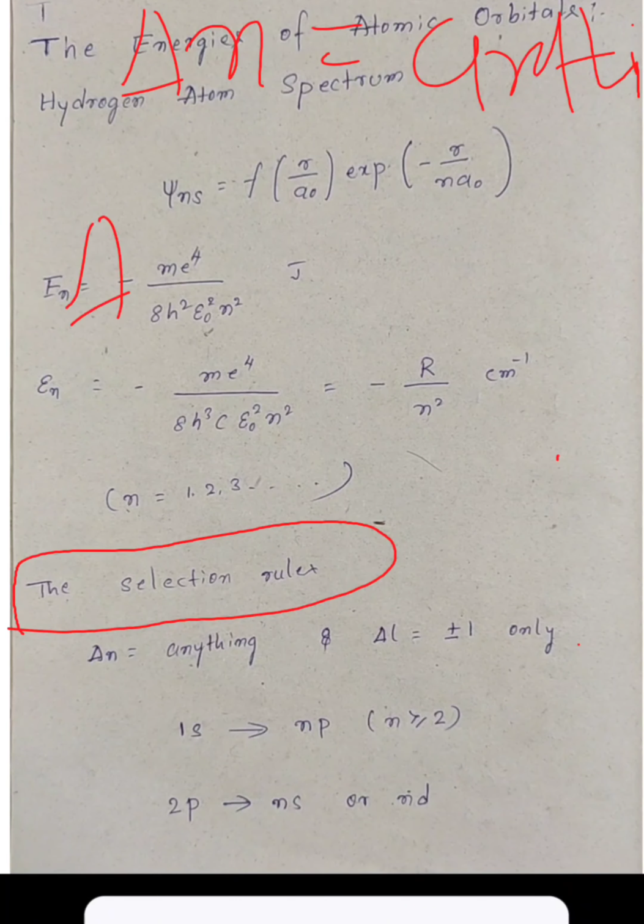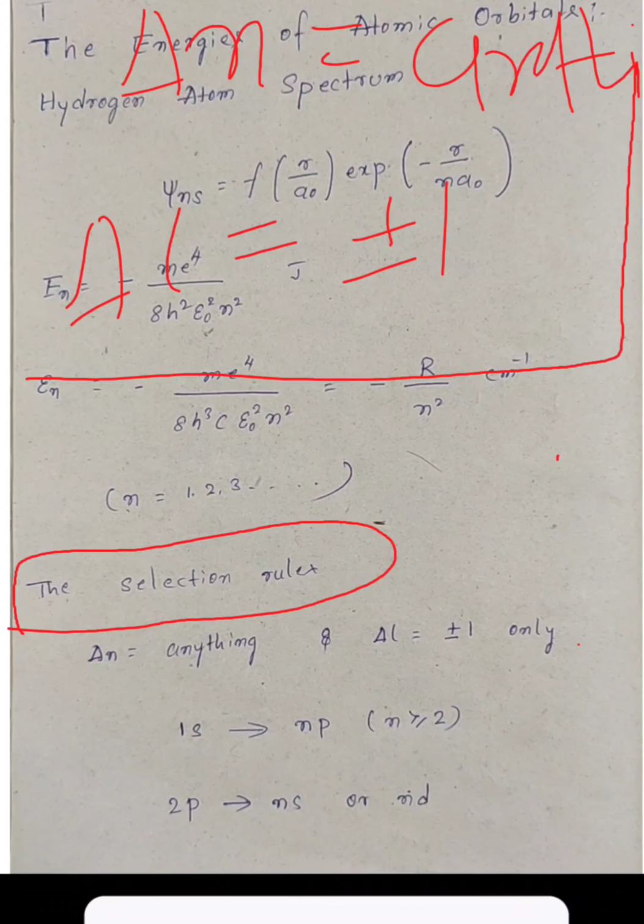Next, delta L, another quantum number. So here the azimuthal quantum number is also involved in the energy equation. So delta L is equal to plus or minus 1. So there is a restriction. L changes by plus 1 or minus 1. These two selection rules are governed by the Schrodinger wave equation.